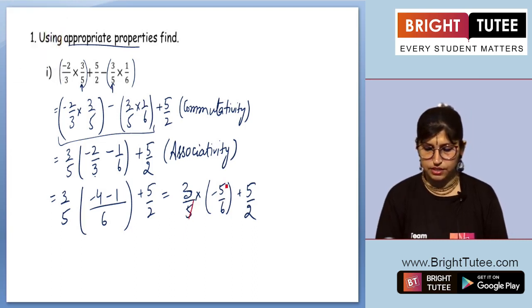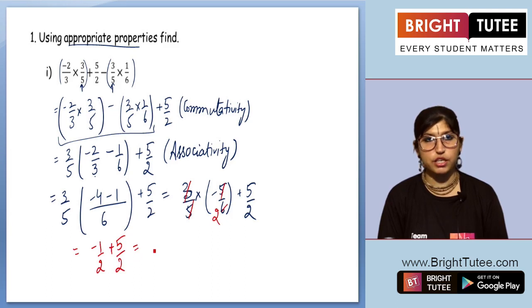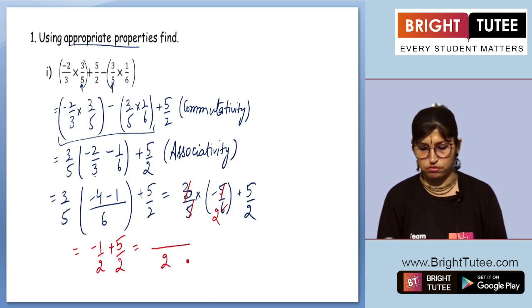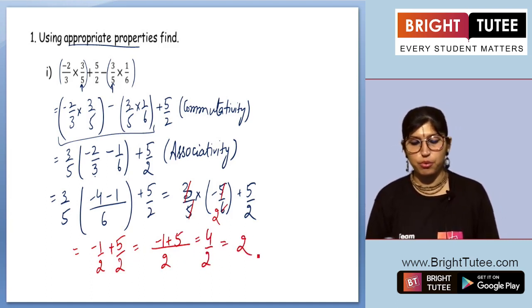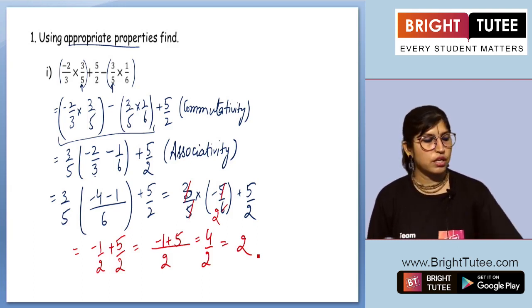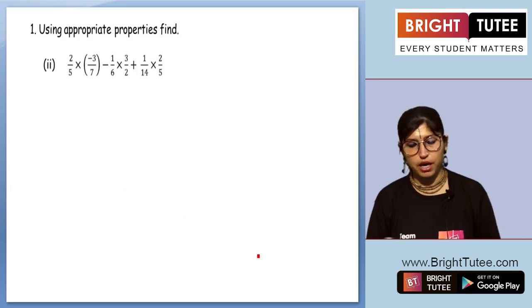Now we can cancel this 5 out. We can cancel 3 and there will be 2. So we are left with minus 1 over 2 plus 5 over 2. Taking 2 in the denominator, we are left with minus 1 plus 5, which is 4 over 2, which is 2. So the final answer by using appropriate properties for the very first part of this exercise is 2. Now let's move on to the second part.